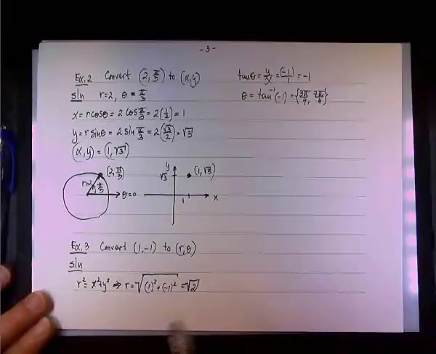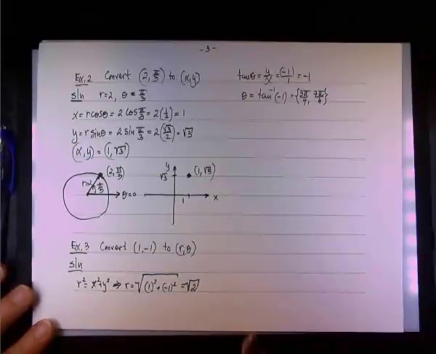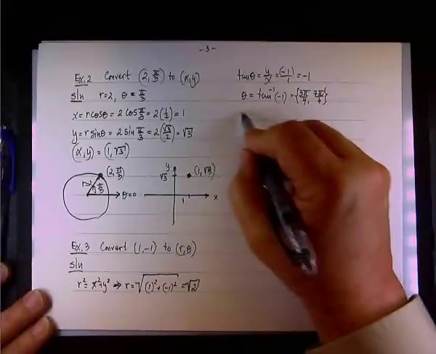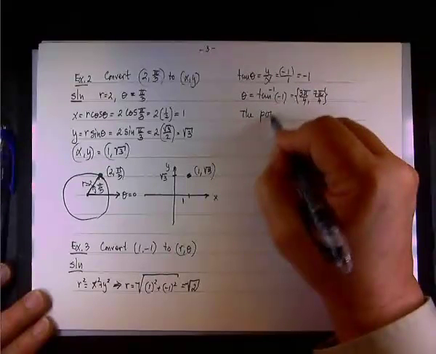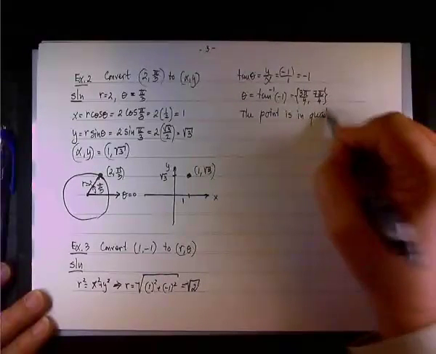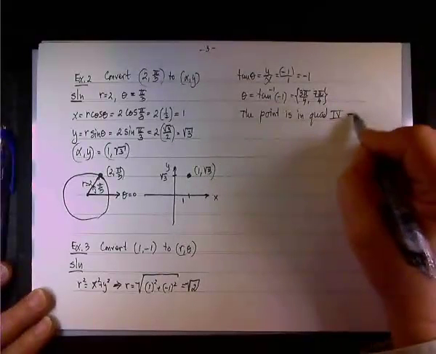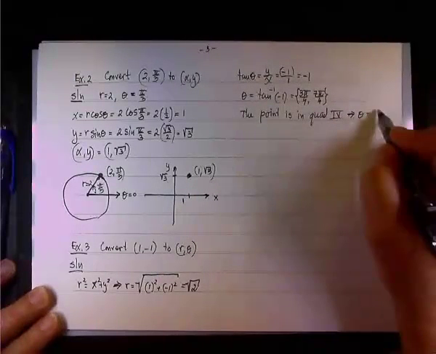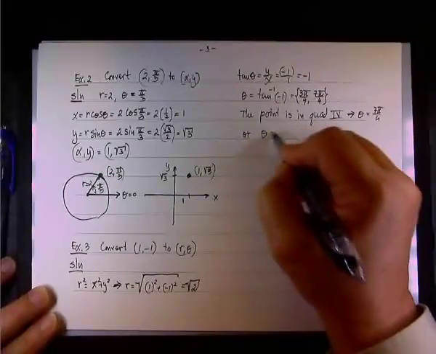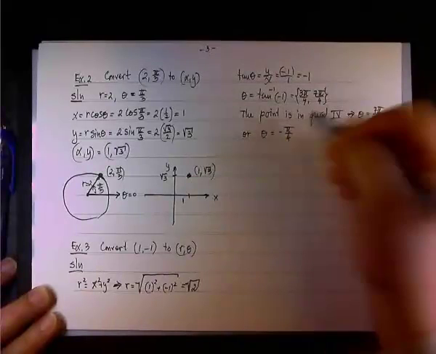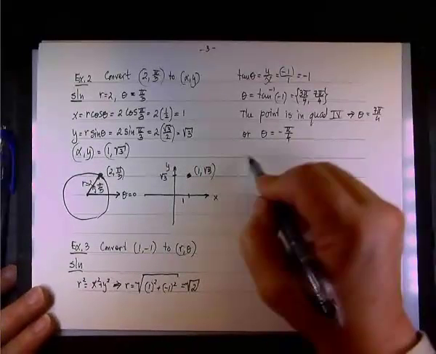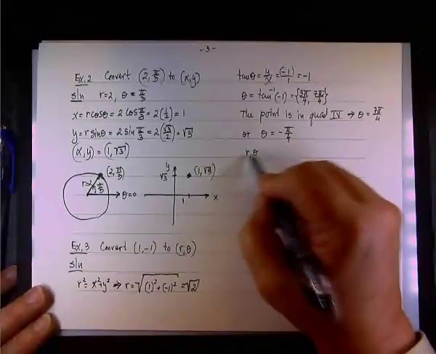Okay, so which of the two are we going to pick? The 7 pi over 4, right. And this is an excellent point, because really we are looking for a solution. The point is in quad 4, right? Therefore, we're going to pick up theta equals 7 pi over 4, or theta equals negative pi over 4. We can do either one.